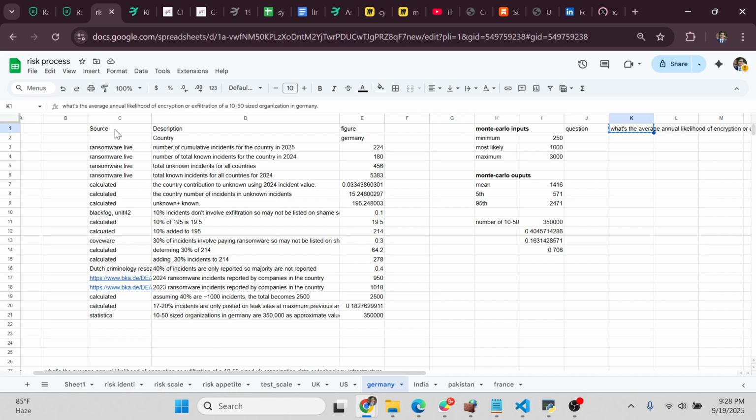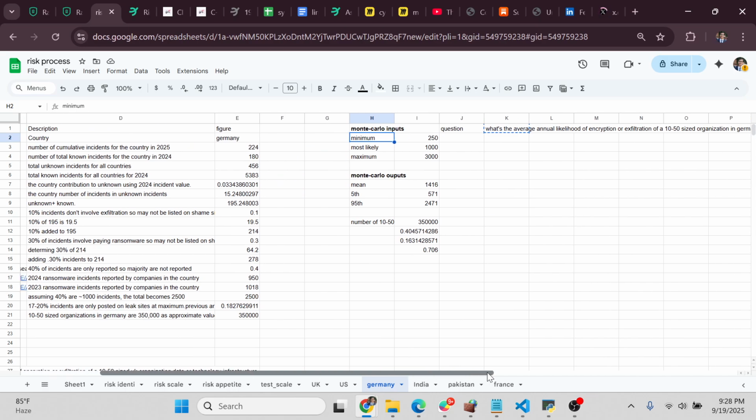And this is the column of source, description, and figure, the areas where I am gathering all the sources of information. And I'm using all these sources for some inputs. One of them is minimum, most likely, and maximum. What is the minimum number of incidents of encryption and exfiltration we are seeing in Germany? What is the most likely, like the average number we are seeing for incidents? And what is the maximum number that we observe? So this is the maximum.